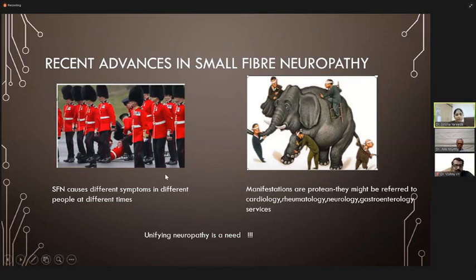Small fiber neuropathy causes different symptoms in different people at different times. It can cause orthostatic drop, it can cause chronic fatigue, which are some. And manifestations are protean. Some of them might be going to a dermatologist for xerosis and erythromelalgia, rheumatology with joint pains, fibromyalgia, gastroenterology with GI discomfort, and cardiology with some heart rate issues. So the manifestations are protean, and there is a need for unifying neuropathy and finding out the etiology.